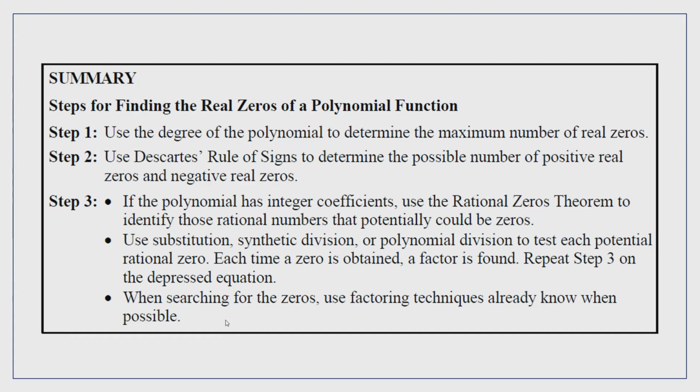Step 3, if the polynomial has integer coefficients, then we can use the rational zeros theorem to identify those rational numbers that potentially could be zeros. And then we can use substitution, synthetic division, or polynomial division to test each potential rational zero. Each time a zero is obtained, a factor is found. We're going to repeat step 3 on the depressed equation. So when searching for zeros, use factoring techniques you already know when possible.